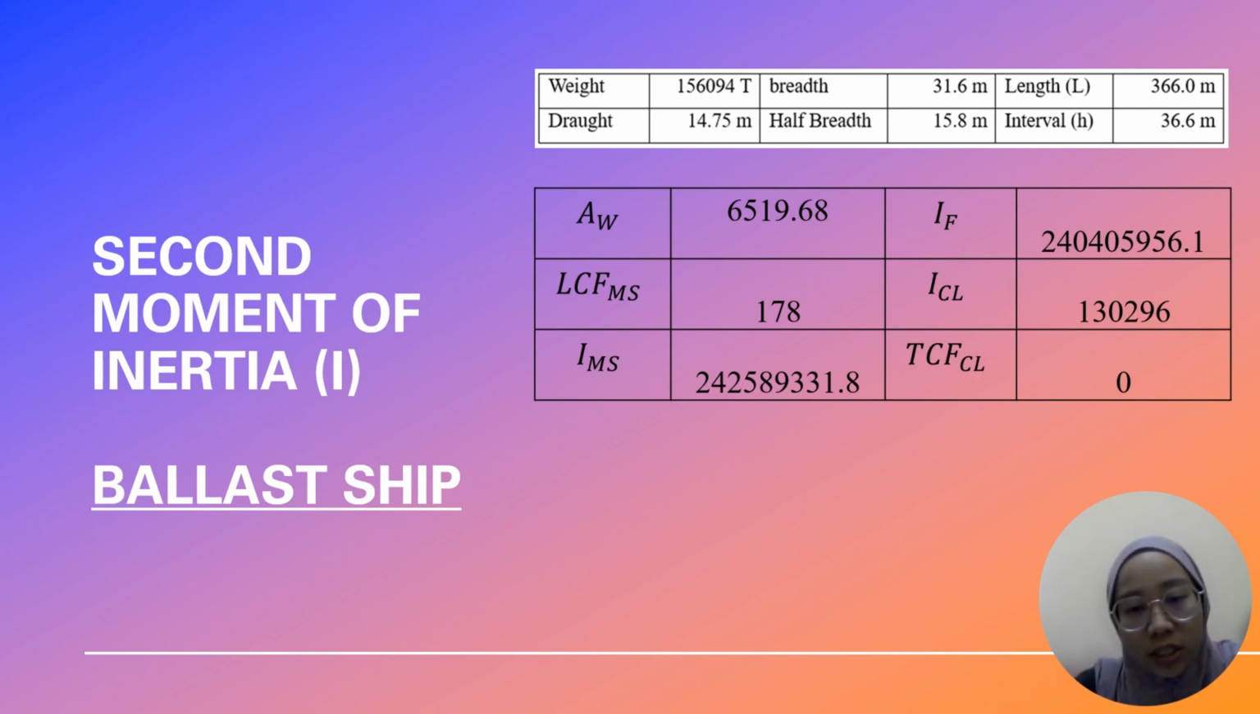The inertia for the longitudinal axis, 24258931.8. The inertia for transverse distance of mass element, 240405956.1. The inertia for container load, 130,296, and the TCF for container load for the banner ship is also 0.